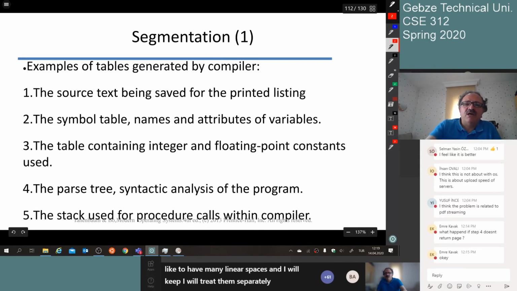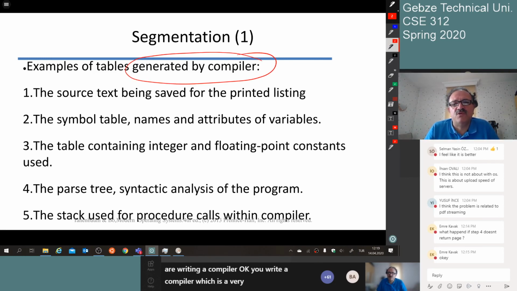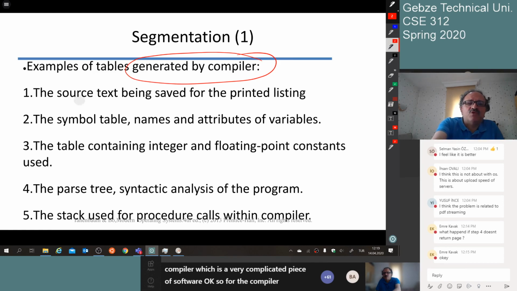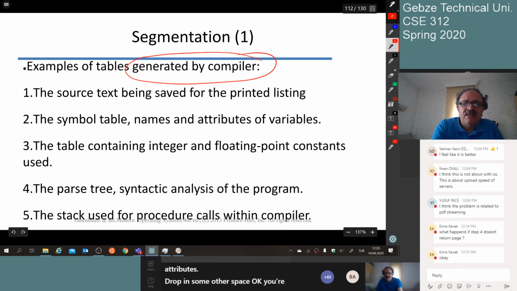Let's say you are writing a compiler, which is a very complicated piece of software. For the compiler, first you need to keep your source file in some place, your symbol table, your names, your attributes, and so on in some other space. Your constants in some other space, your parse tree, your stack, and so on.